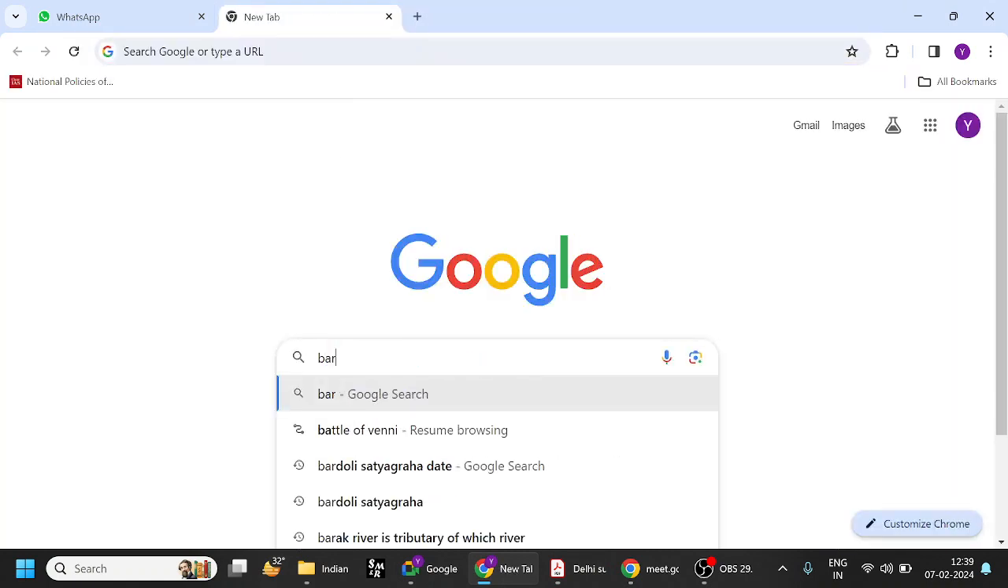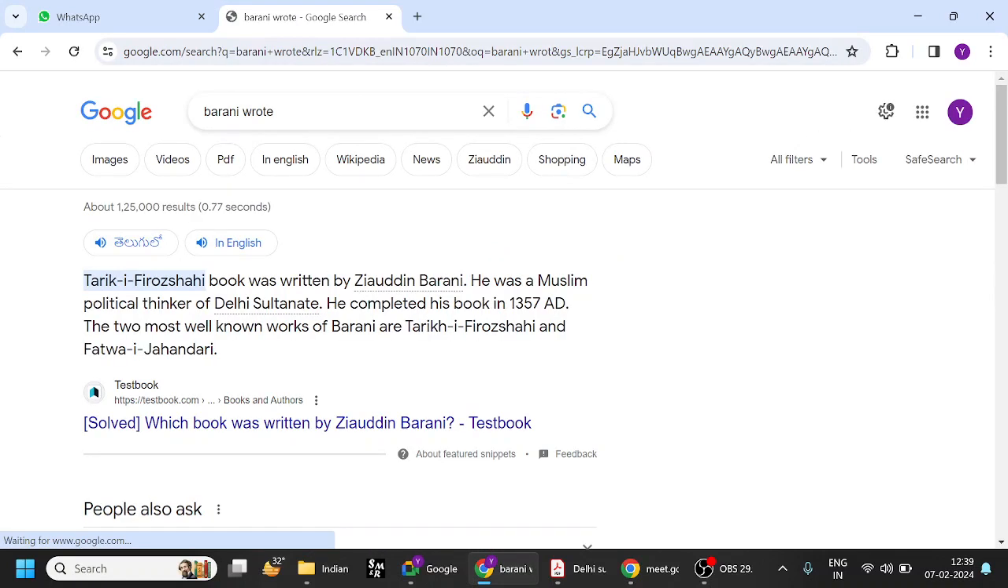Tarikh-i-Firoz Shahi, what is that that Barani wrote? Tarikh-i-Firoz Shahi. Tarikh-i-Firoz Shahi was written by Ziauddin Barani, and Futuhat-i-Firoz Shahi was written by Firoz Shah himself.